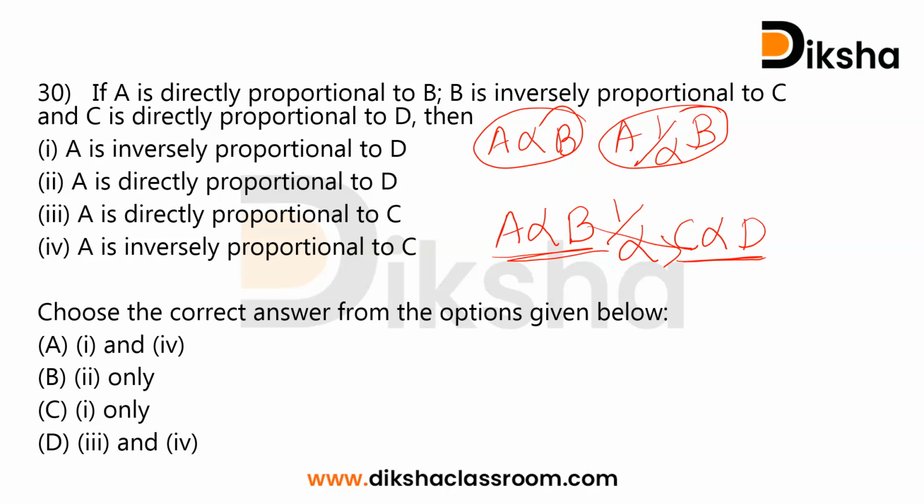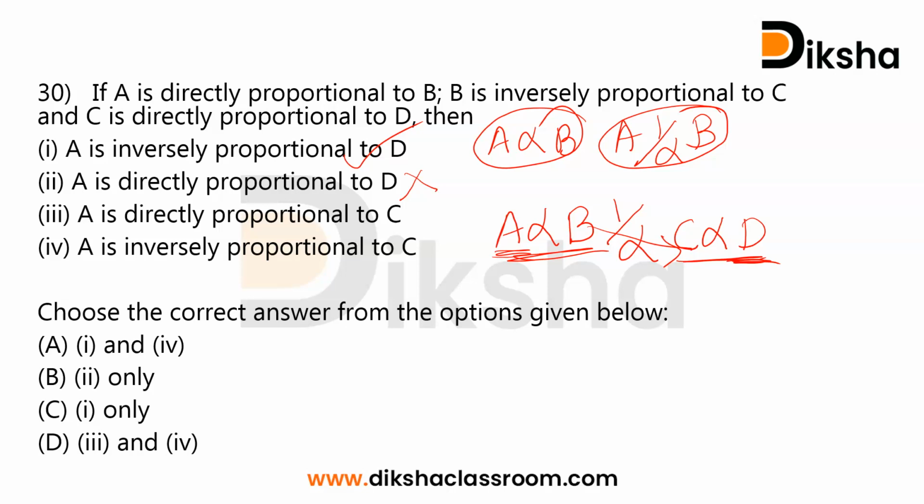So let's move to the options. A is inversely proportional to D. A is inversely proportional to D is a correct one. Next, A is directly proportional to D. A is not directly proportional to D because A is only directly proportional to B. B is inversely proportional to C and D, which means A is directly proportional to D is a wrong statement. Then A is directly proportional to C.